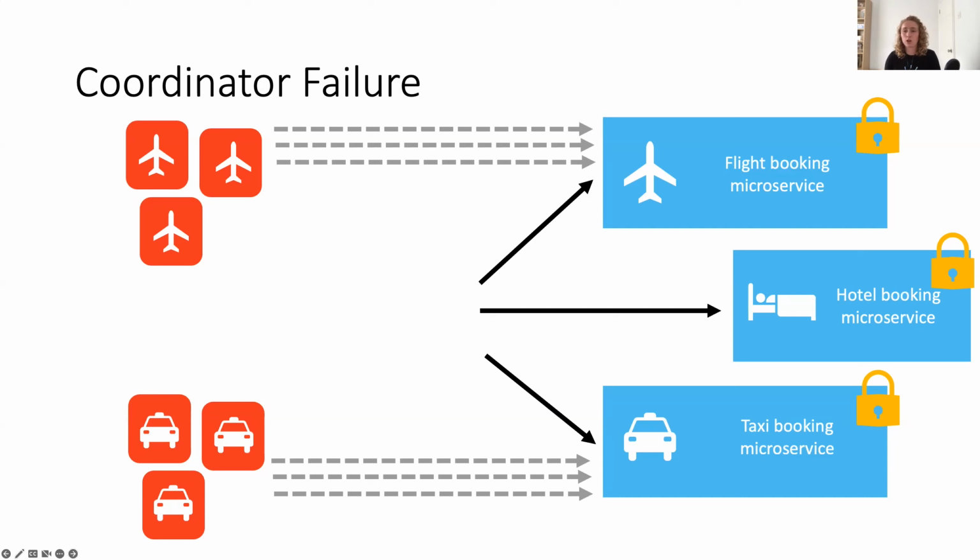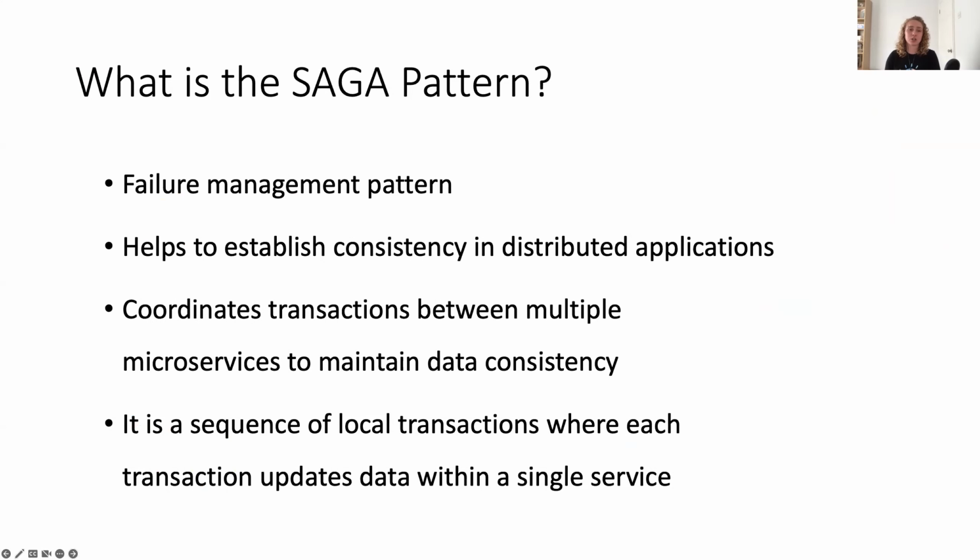So instead, what we can look at is alternative transaction models. An example of those is something like the Saga pattern. Again, we love acronyms. So what is the Saga pattern? Well, Saga is still a failure management pattern, but this time it is specifically designed to help establish consistency in distributed applications. So it's really got that cloud native app in mind. It helps to coordinate those transactions, especially when you've got multiple microservices involved, and helps to maintain that data consistency whilst those transactions are occurring.